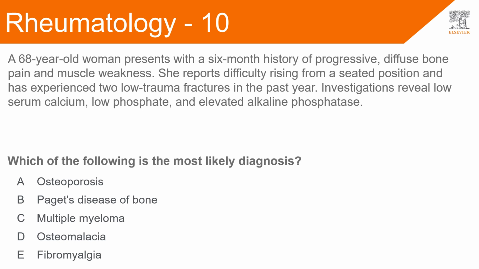What is the diagnosis, guys? She's got low calcium, low phosphate, increased ALP. She's got previous low trauma fractures. She's got diffuse bone pain, muscle weakness. Is it A, osteoporosis, B, Paget's disease, C, multiple myeloma, D, osteomalacia, or E, fibromyalgia? What is the correct answer? Have a think, guys.